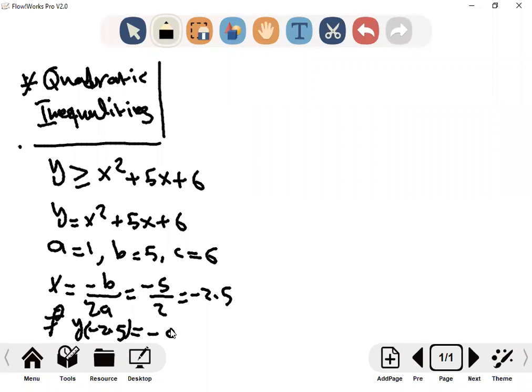Negative 0.25. So the vertex is negative 2.5 and negative 0.25, which is negative 1 over 4, a quarter, right? So this is the vertex. Then we solved it, right?